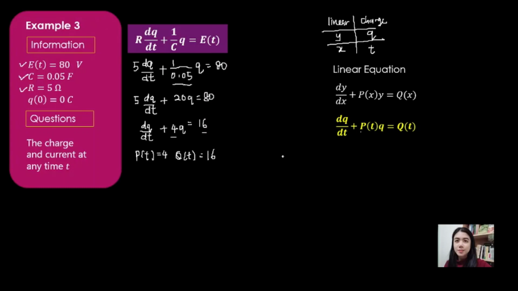The next step is we need to identify our integrating factor. The general form for the integrating factor is this formula, and you're going to apply the same concept and do substitutions. You change your x here with the variable t. So we have the integrating factor, that is e to the power of the integral of p(t). Your p(t) here is 4, so if you integrate this, it gives you e to the power of 4t.